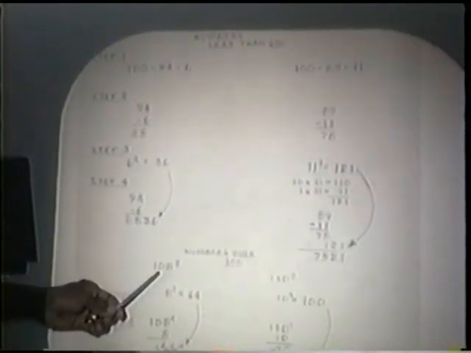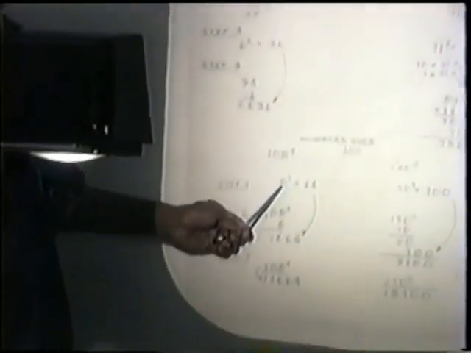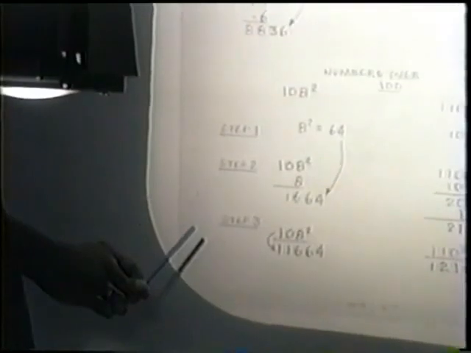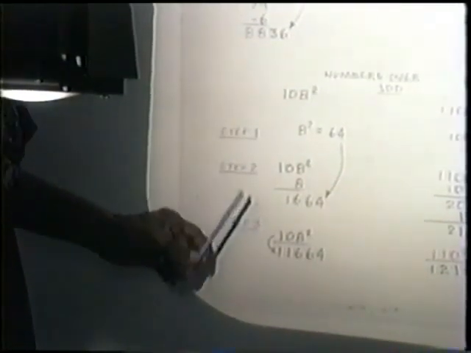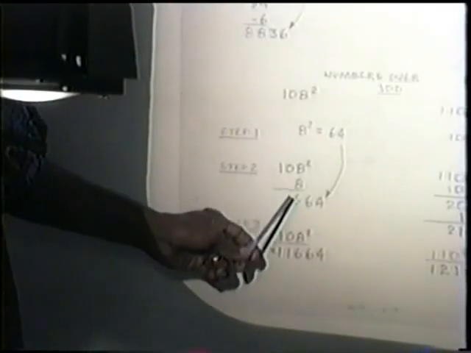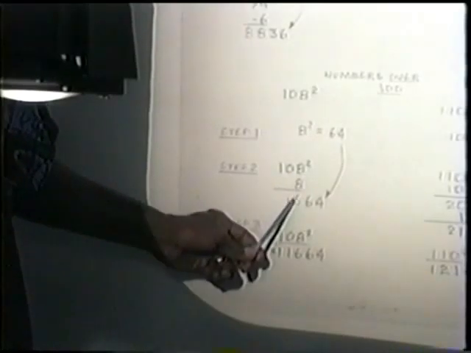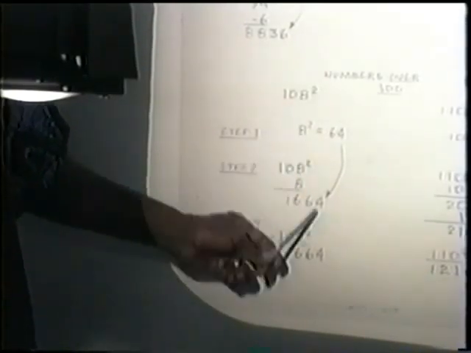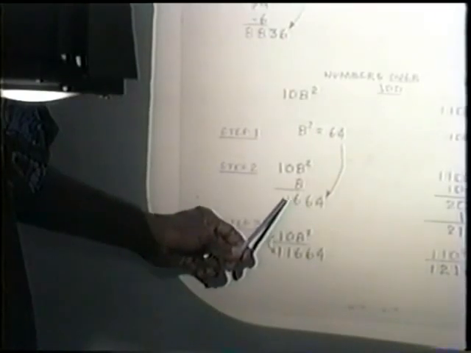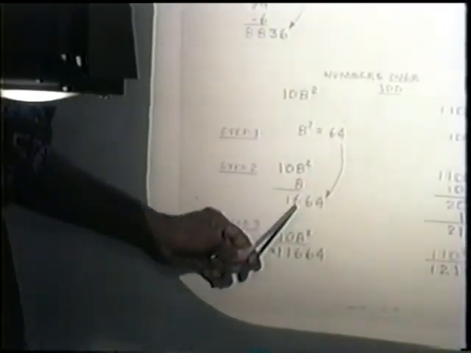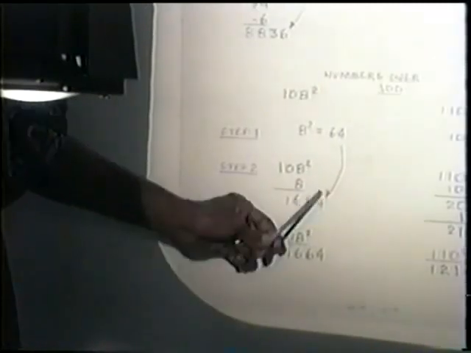Now we're going to go to numbers over 100. First step. What is the square of 108? The first thing we do is square the 8, which is 64. Since we're doing numbers over 100, we add the 8 to the 8 and we get 16. So now we have 16 plus 64. We got 1,664 because we brought that 64 down.